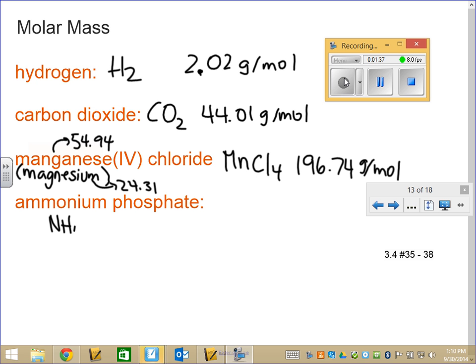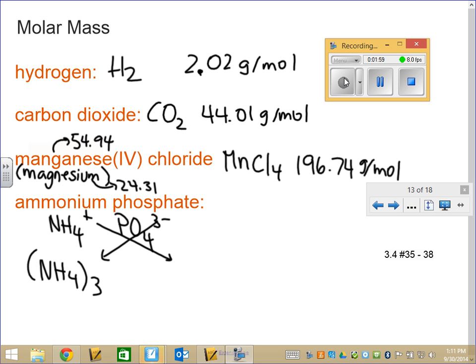Just so everyone can see, those are the formulas for the two ions. Ammonium is NH4 positive, phosphate is PO4 3 negative. To make the correct formula, I swap and drop. That tells me that I'll have NH4 inside of brackets and then a 3, and then I'll have PO4. That means that I have 3 copies of nitrogen and 3 times 4, so 12 copies of hydrogen.